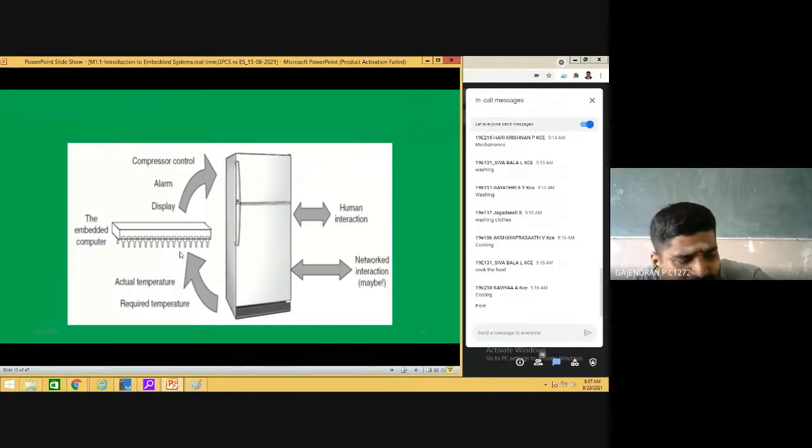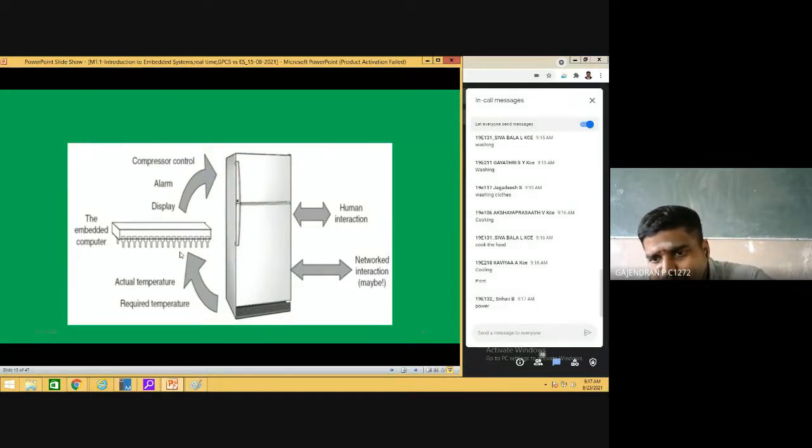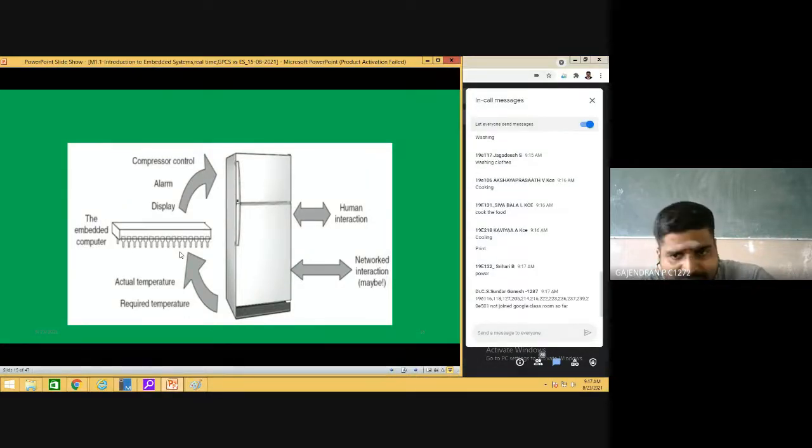Is a single chip sufficient? Or is something missing in this? Is something missing, or something we need to add over this? Do you need any other component? Power, okay, Srihari. Anything else beyond these hardware components? Anything else is required? Anything else? Please think and tell.